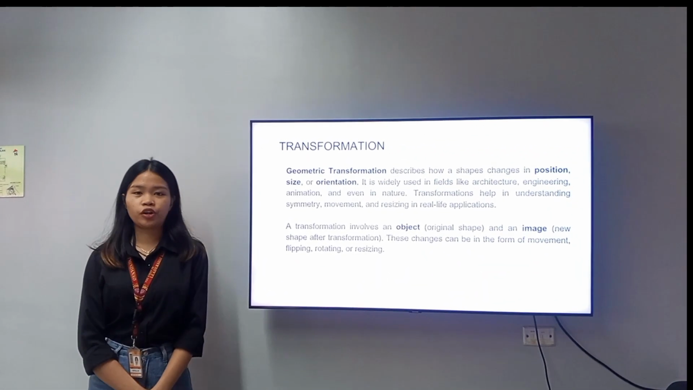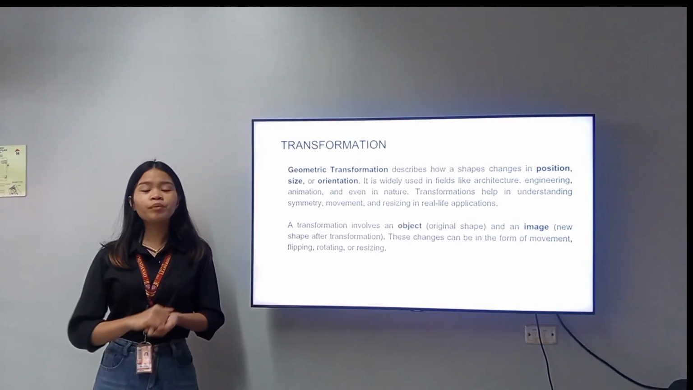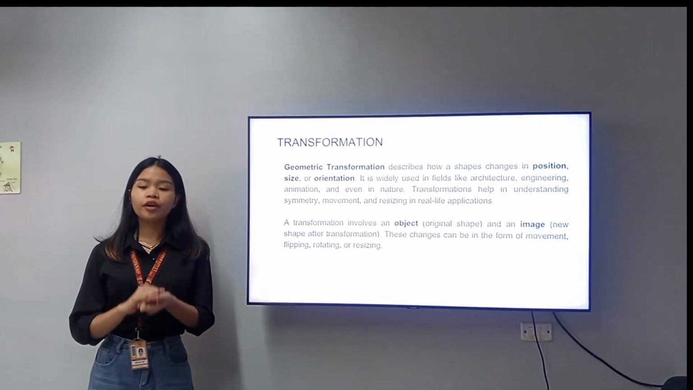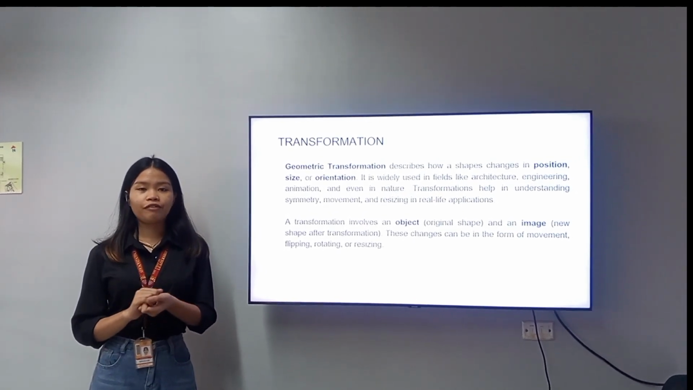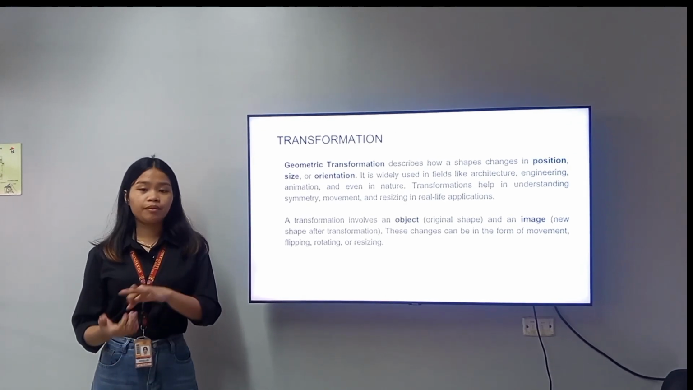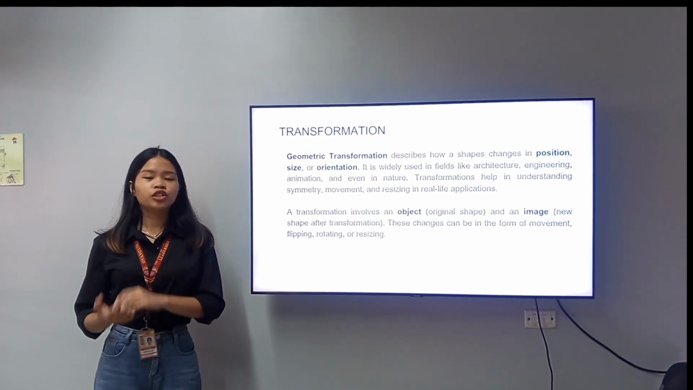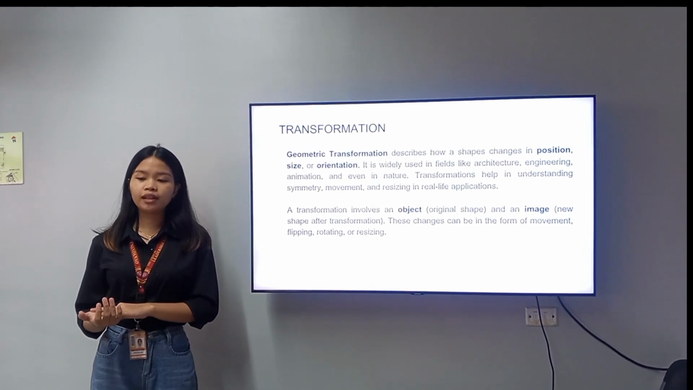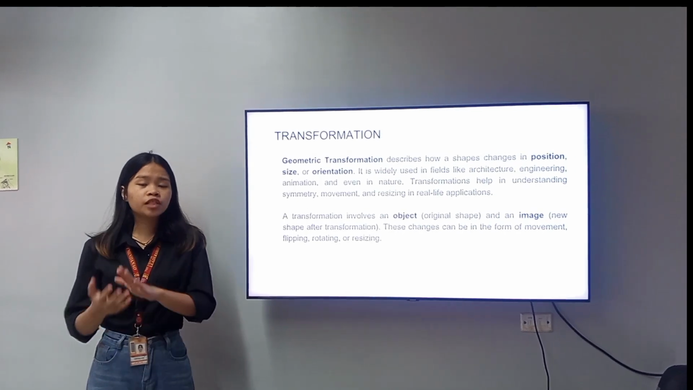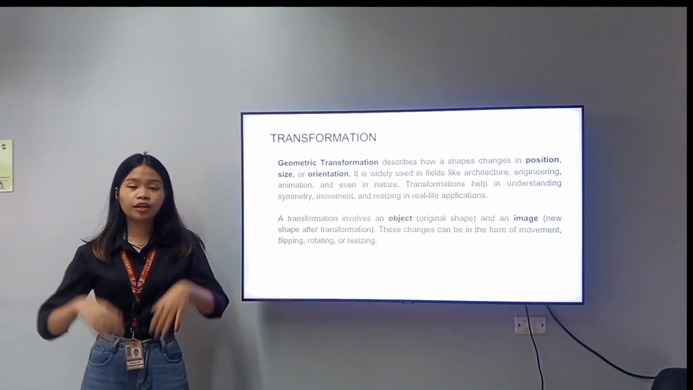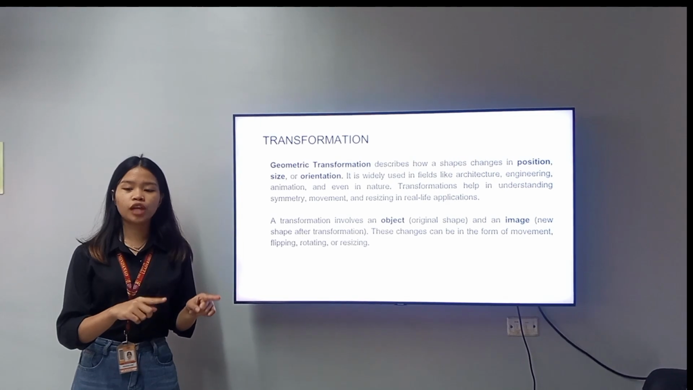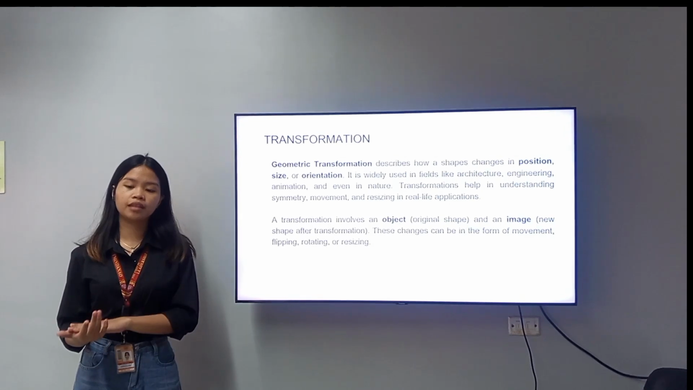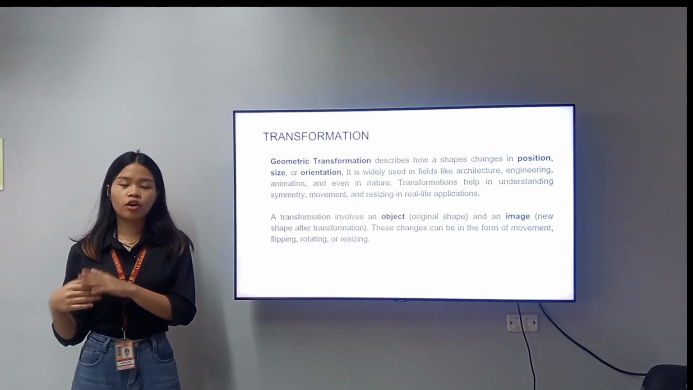So, transformation. What is geometric transformation? Geometric transformation describes how a shape changes in position, size, or orientation. It is widely used in fields like architecture, engineering, animation, and even in nature. Transformation helps in understanding symmetry, movement, and resizing in real-life applications. A transformation involves an original object and an image, the new shape after the transformation. These changes can be in different forms of movement like flipping, rotating, or resizing.